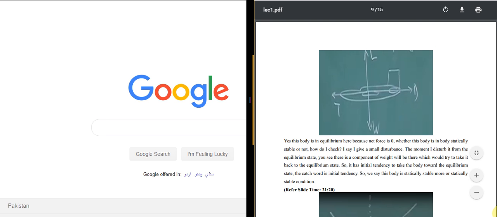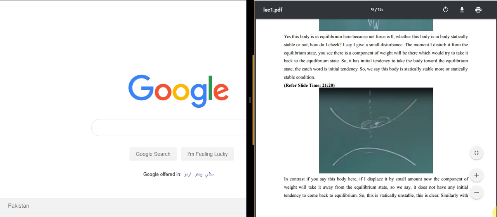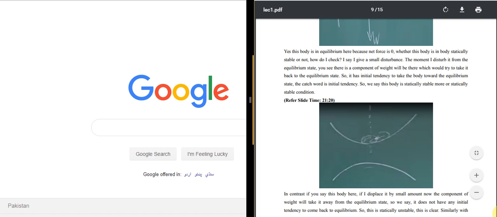Yes, the catchword is initial tendency. You have to test whether it is in equilibrium, whether it is statically in equilibrium or not. So that is the question.